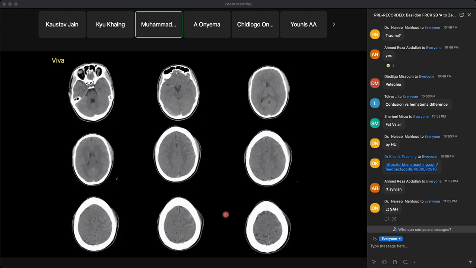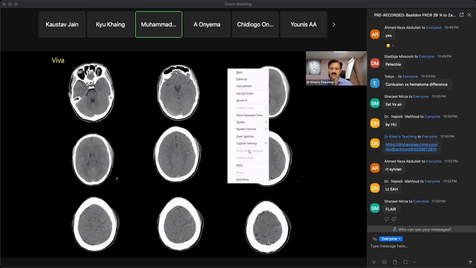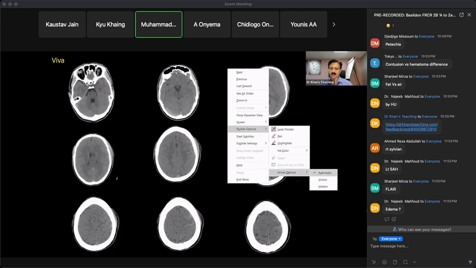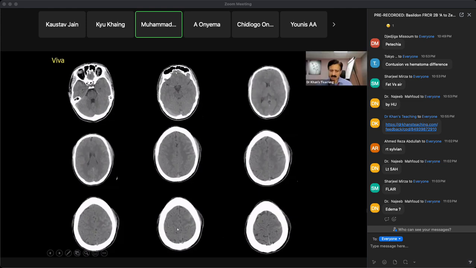In exam, look at other sequences as well. Nothing else except for this finding, this finding, this finding. Now, if you look carefully, there's some sulcal effacement I can see here as well. Absolutely. So there is sulcal effacement. Look at the sulcus. That sulcus is not visible here. There is something sitting inside, all the way up. So look here versus here. There is effacement of the sulci, and there is some high density.